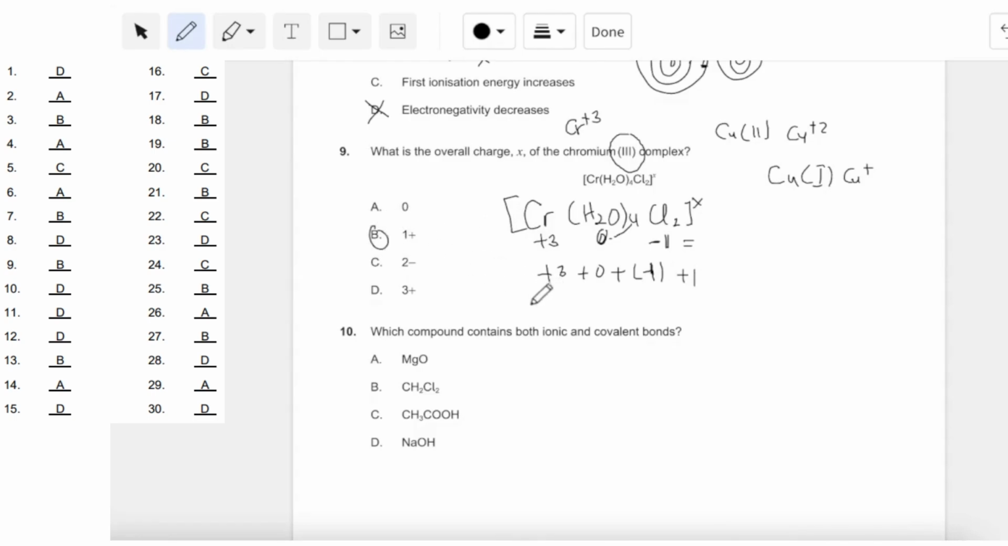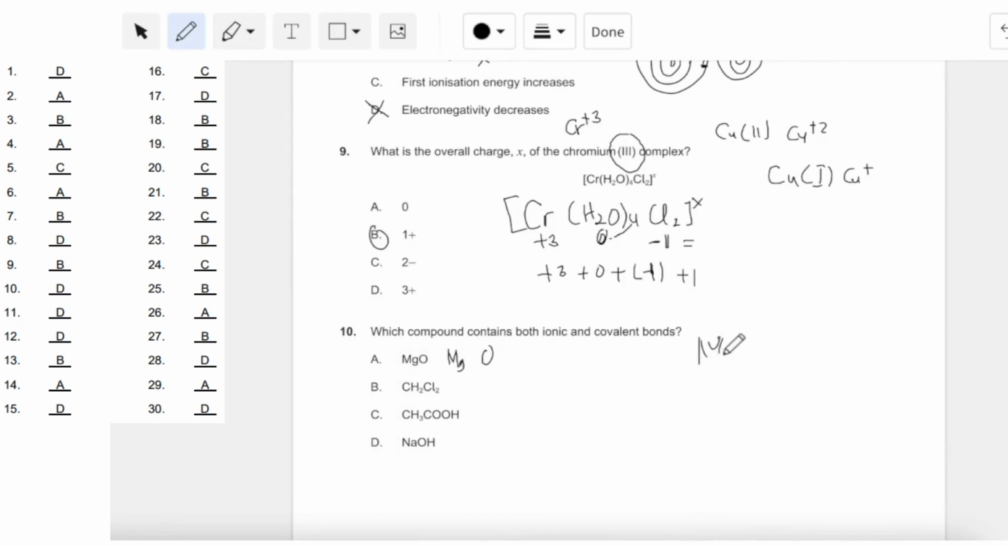All right, and number 10, this is also a straightforward question. Which compound contains both ionic and covalent bonds? You guys no need to check MgO. MgO is a metal and a non-metal, so of course it's ionic only. But the key point here is that a compound that contains both ionic and covalent bonds should contain a polyatomic ion.